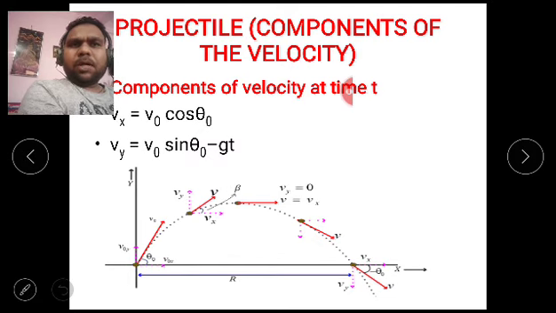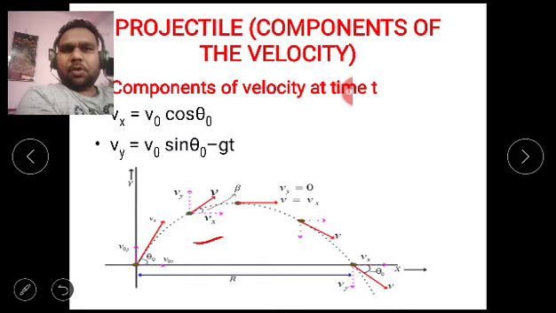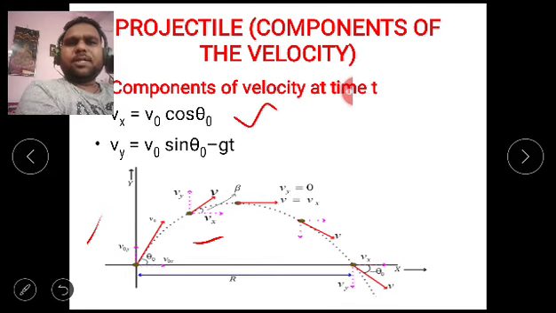We will talk about components of velocity at time t. We know that there is velocity v0, the instantaneous velocity. It is resolved into two components, v0x and v0y. One is the horizontal component along the x-axis, another is the vertical component along the y-axis. Now the horizontal component will remain the same throughout the trajectory of the projectile. Trajectory means the path of the projectile. The horizontal component will remain v0 cos theta 0.